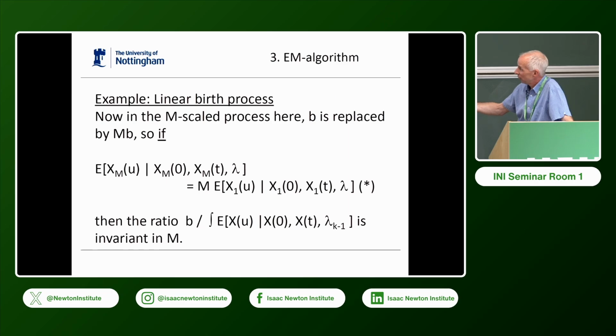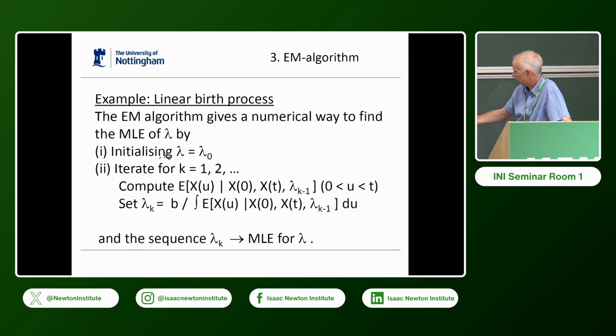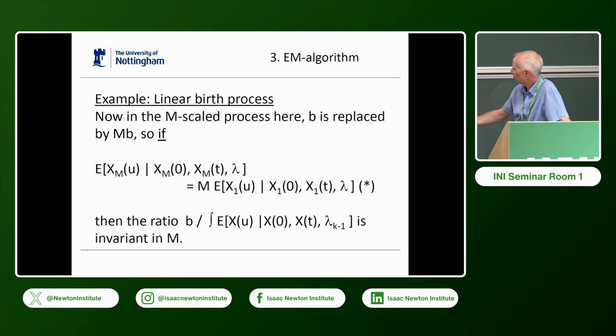But if it was true, then what would happen is that you imagine you now have 2 EM algorithms, one for the original process, the other for an M-scale process, the same lambda 0, then they would have the same processes. So basically in this formula here, this would be B times M, and this would be something times M as well, so it would just cancel out.